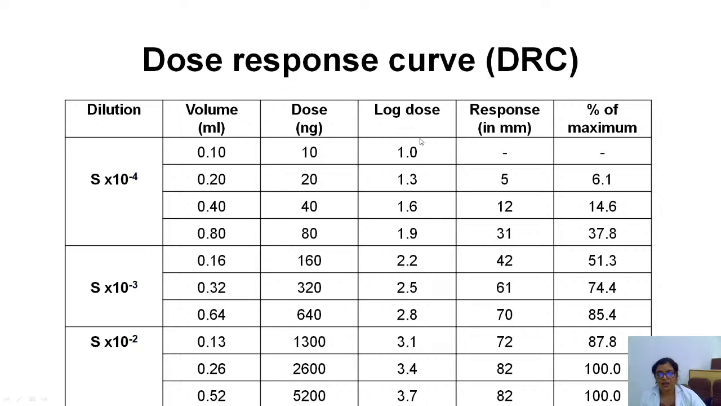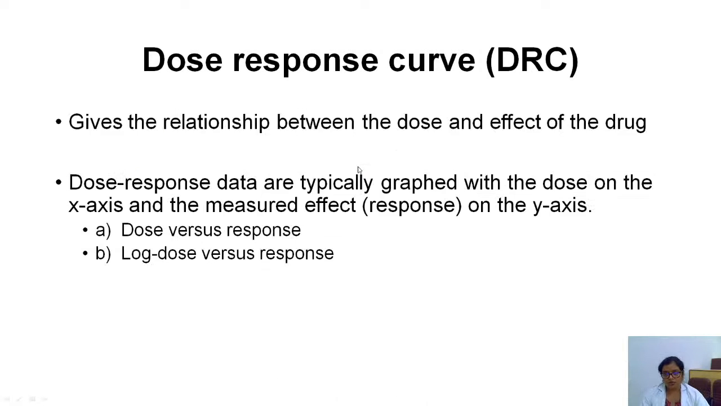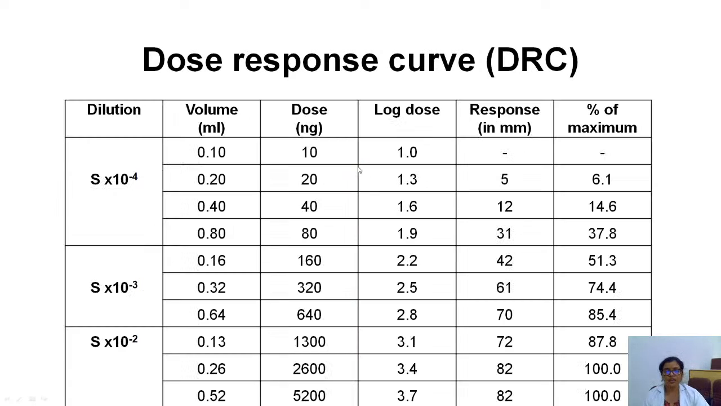Now what we do, we calculate the log of the dose. Why? Because the dose is doubling. So we have to plot a graph, and you know that for a dose response curve, if we try to plot a graph, we will not get a true graph, because your dose is increasing in geometric progression. It is increasing in a logarithmic fashion, it is getting multiplied by 2.